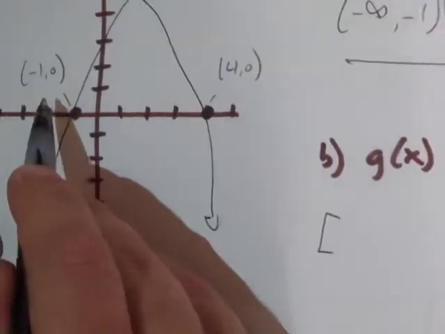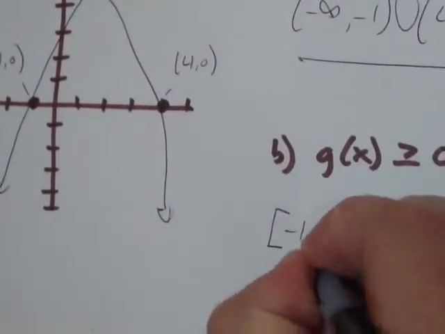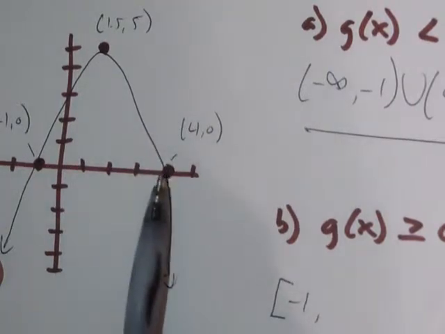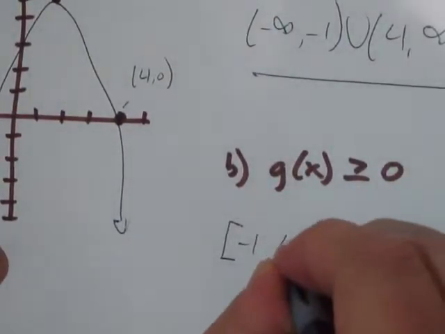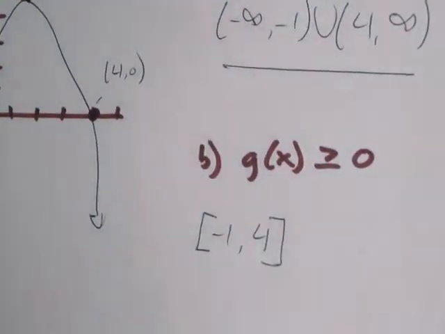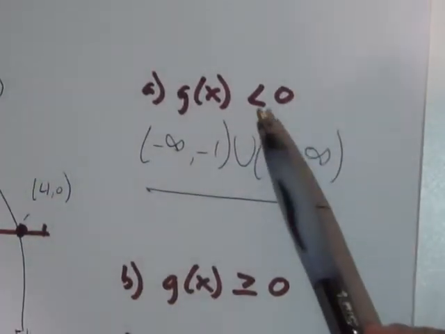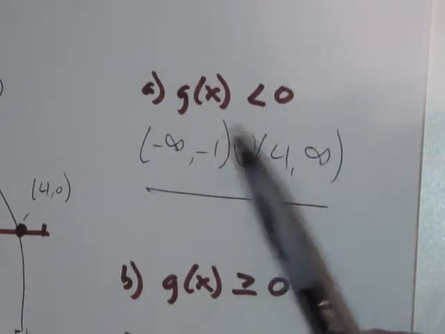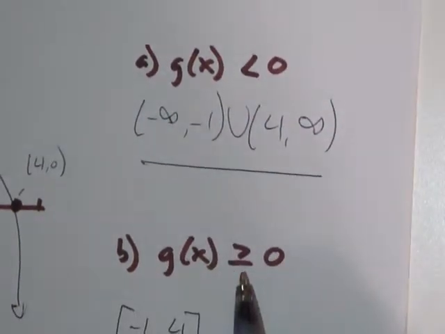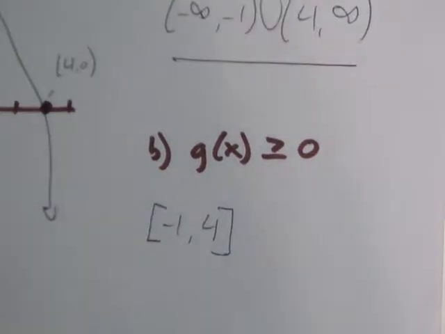Starting from negative 1 over here, it's greater than 0, all the way to there. So negative 1 to 4, and we'll include the 4 because it's greater than or equal to 0. That's the big difference here. If it's just less than or just greater than without the equal to, we use the parentheses. If it's or equal to, then we use the brackets.